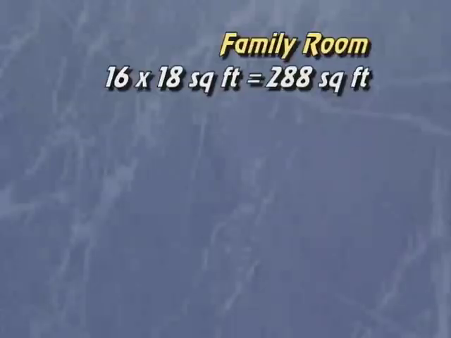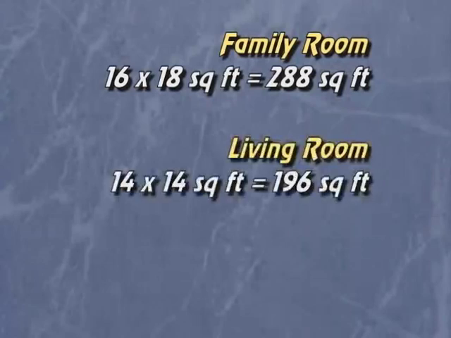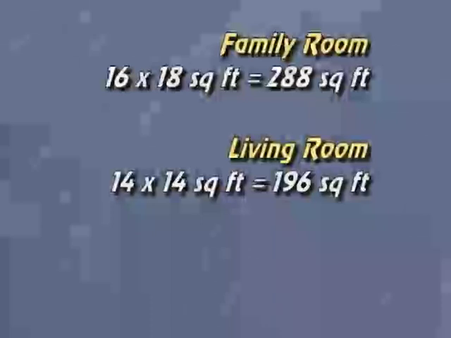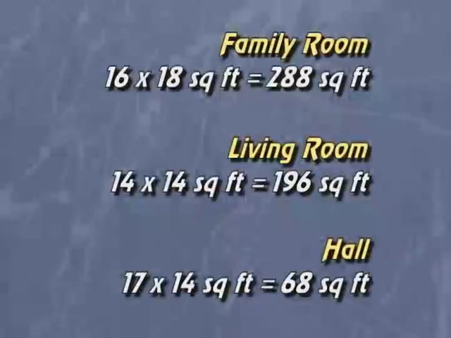Now we need to do a little bit of math. We take our family room, which is 16 by 18 feet. We multiply that and we end up with 288 square feet. We do the multiplication for the living room, which is 14 times 14, and we end up with 196 square feet. And we do the final math for the hallway, which is 4 by 17 feet, and that comes out to be 68 square feet.